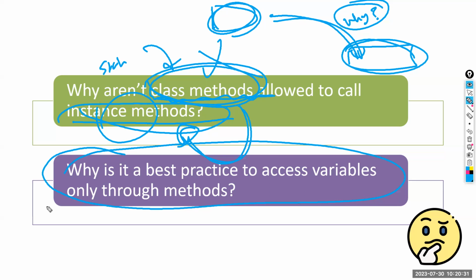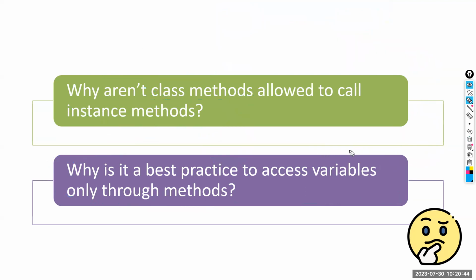Okay. So the next question someone will ask is why the constructor can call methods, instance and static methods, but your instance method cannot call the constructor. Why? Anyone? Why is it not allowed for instance methods to call the constructor? Why is it not allowed?